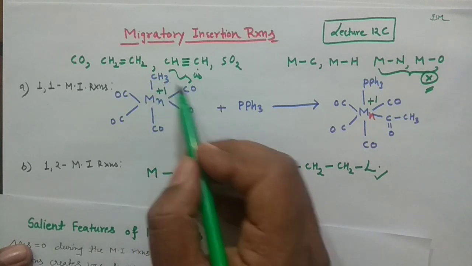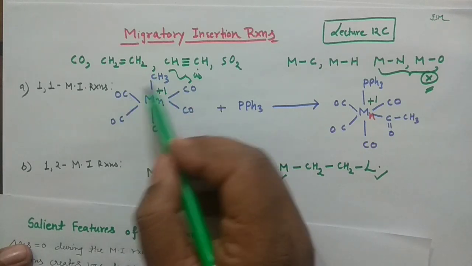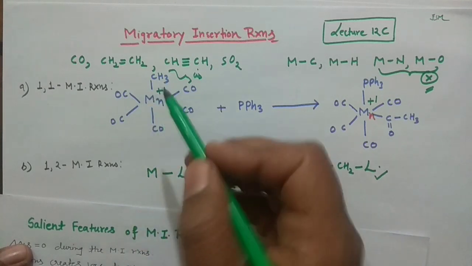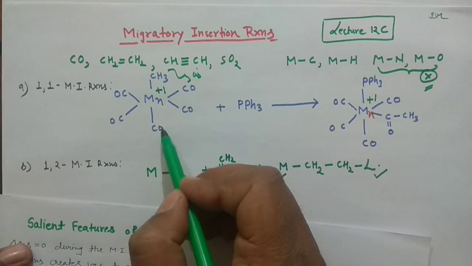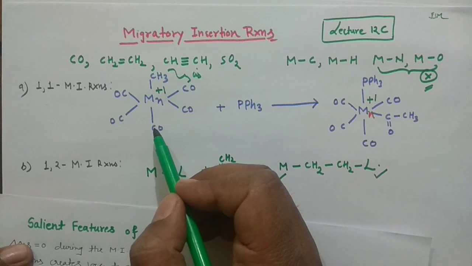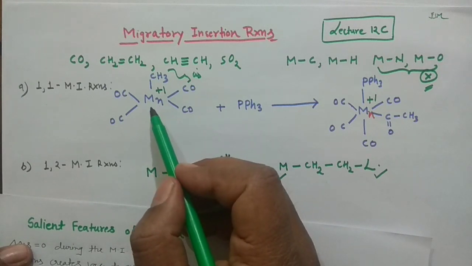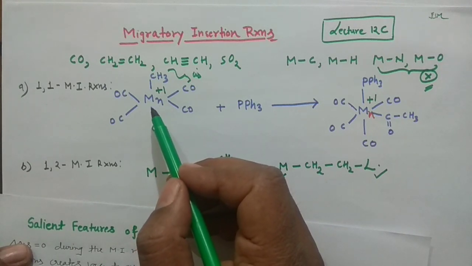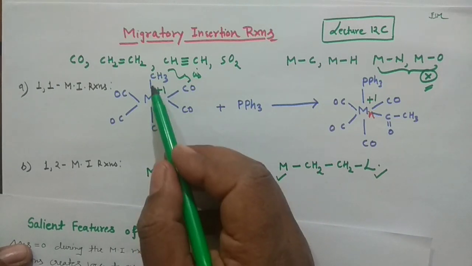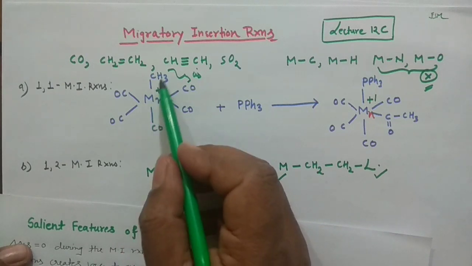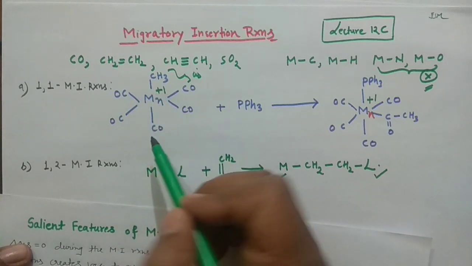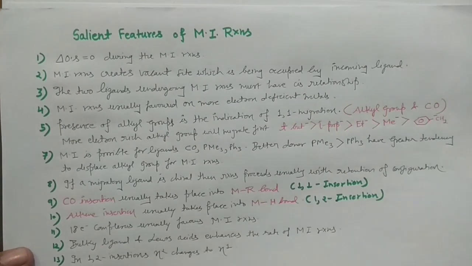So your CH3 can migrate to this, this, this, or this. That means it has four different options to migrate, but it will never migrate to this trans CO ligand. Why? When you see the proper mechanism, the formation of the transition state is not favorable for the trans relationship. So this migration will always occur to the cis CO, not to the trans CO. Okay, so this is your third point.